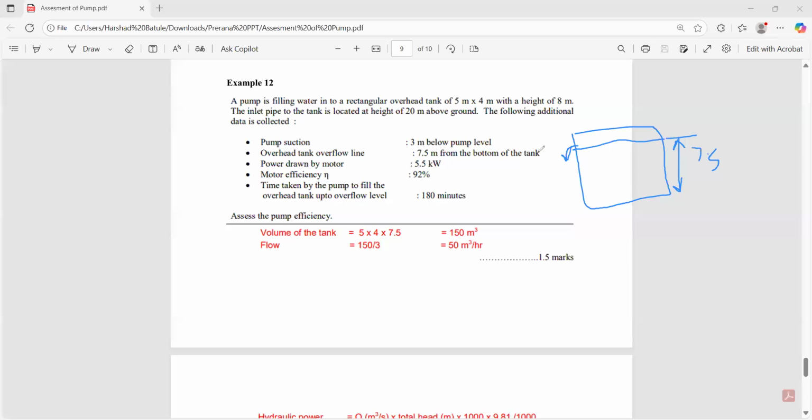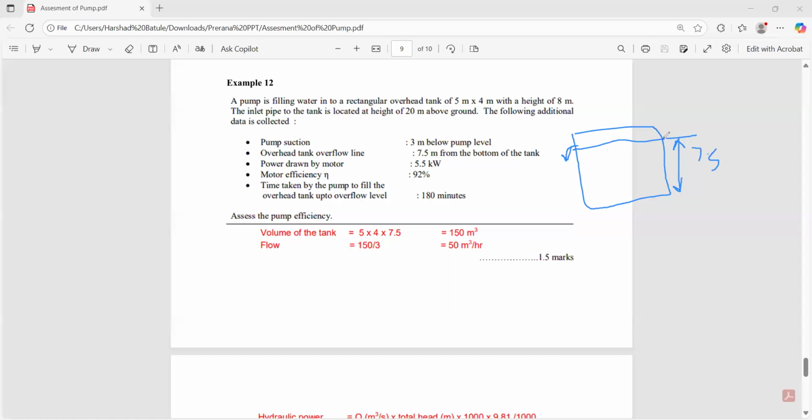They have given the dimensions 5 meter and 4 meter. Height is also given as 8 meter, but your effective height is only 7.5 meter. 0.5 meter above the overflow line is wastage. So 5 meter by 4 meter into 7.5 would be your total storage capacity. Means your volumetric storage capacity is 150 m cube. You can store 150 m cube of water in this tank. Got it?